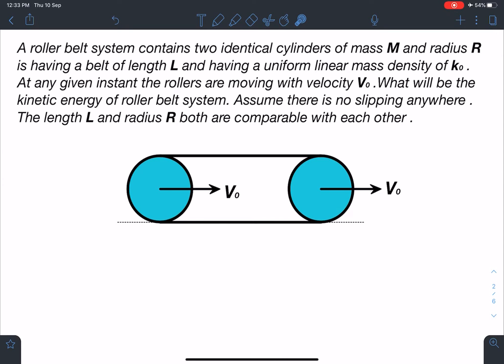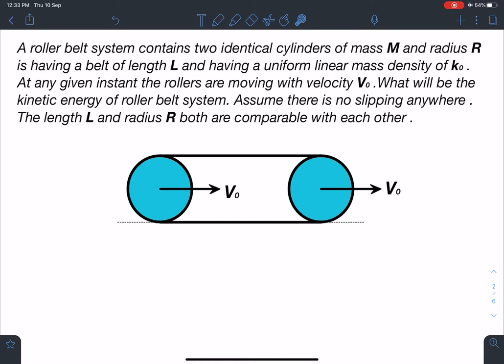It is the modification of one of Irodov's problems. So here is the statement of this problem. A roller belt system contains two identical cylinders of mass m and radius r, having a belt of length L and a uniform linear mass density of k naught. At any given instant, the rollers are moving with velocity v naught. What will be the kinetic energy of the roller belt system? Assume there is no slipping anywhere.